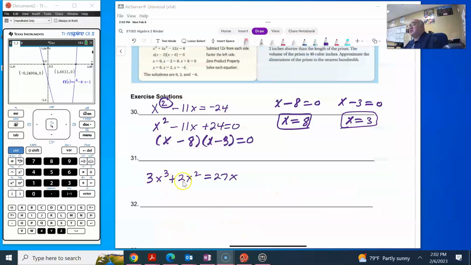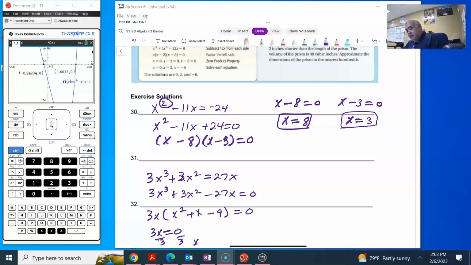3x cubed plus 2x squared equals 27x. You probably want to move this to the left. So we have 3x cubed plus 3x squared minus 27x equals 0. The next step is to find the greatest common factor, which is 3x. So we have x squared plus x minus 9 equals 0. So you have 3x equals 0, divide by 3, x equals 0.